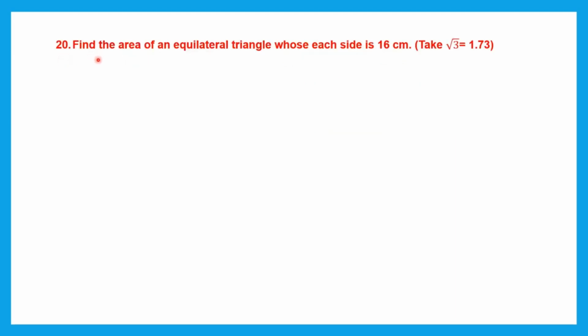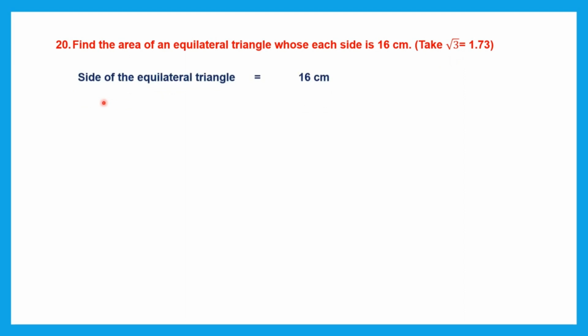Question 20. Find the area of an equilateral triangle whose each side is 16 centimeters. Okay, so this time we are finding the area of an equilateral triangle. There's a different formula and the measurement is given. An equilateral triangle is a triangle which has all sides equal. So all three sides will be 16 centimeters each. And here they've told us to take root 3 to be 1.73. Why have they given us this? Because this is part of the formula to find the area of the equilateral triangle.